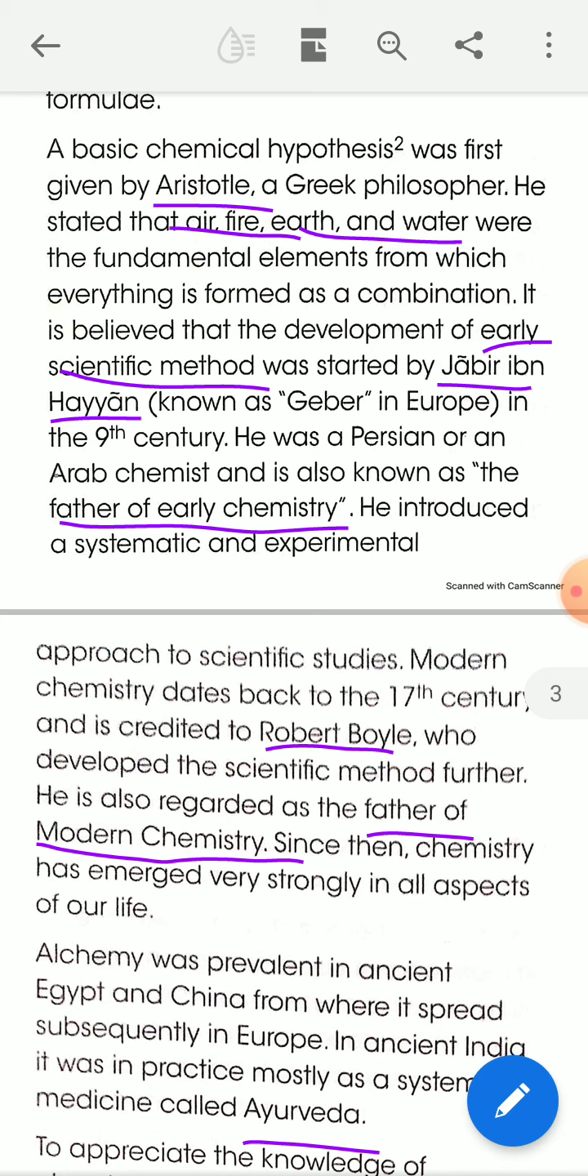And modern chemistry dates back to the 17th century and is credited to Robert Boyle. Robert Boyle developed the scientific method further, and he is also regarded as the father of modern chemistry. Since then, chemistry has emerged very strongly in all aspects of our life.